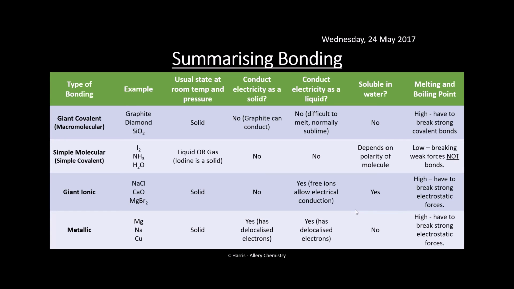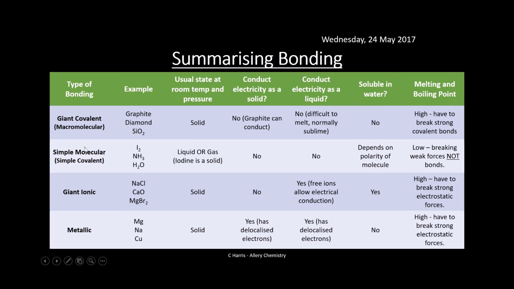Okay, so let's summarise some of this bonding then, because we've seen quite a few different types of bonds here. Just giant covalent, for example graphite, diamond, silicon dioxide, solid at room temperature. They don't conduct electricity as a solid, and they don't conduct electricity as a liquid either. And the only one which will conduct as a solid is graphite. That's the only one that you need to know that conducts electricity. Doesn't dissolve in water, really high melting points because we've got strong covalent bonds. So lots of them, so it's going to be a really high melting point and boiling point.